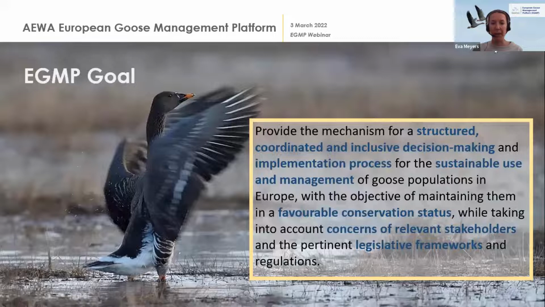So as mentioned before, the goal of the EGMP is to have this innovative European-wide platform that will enable a coordinated and inclusive decision-making process amongst various range states and also stakeholders and experts concerned, taking into consideration, as Sergey mentioned, the legislative frameworks, concerns, and also taking into account the conservation status of the different species.